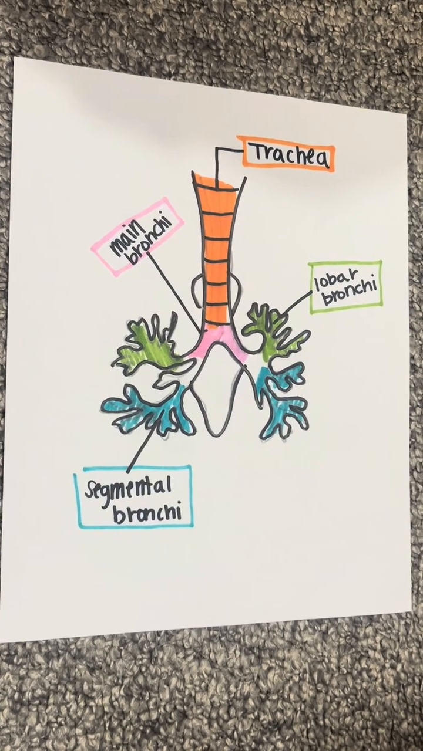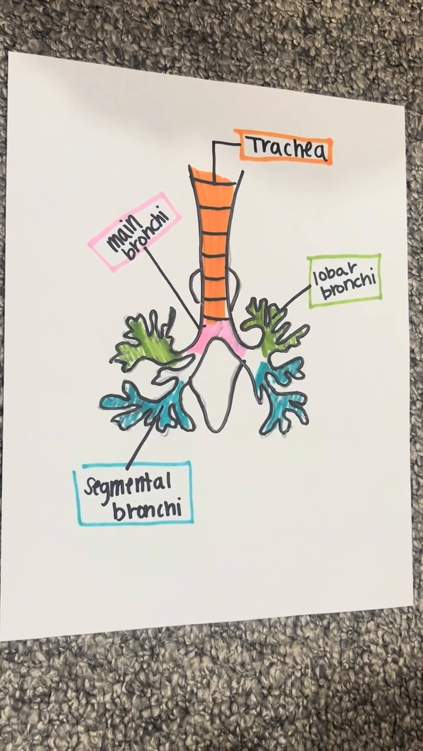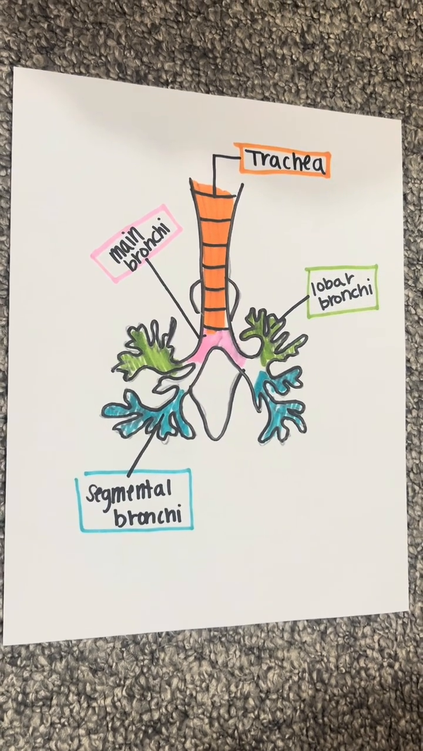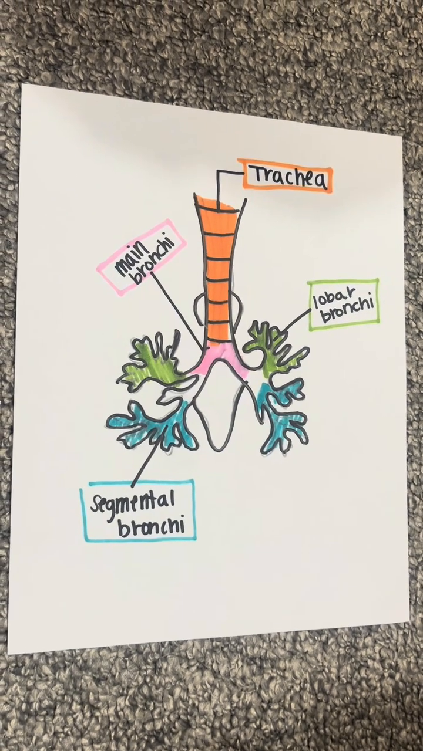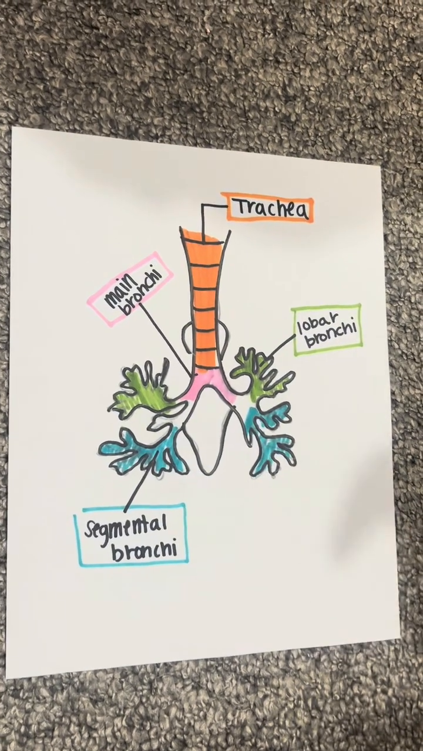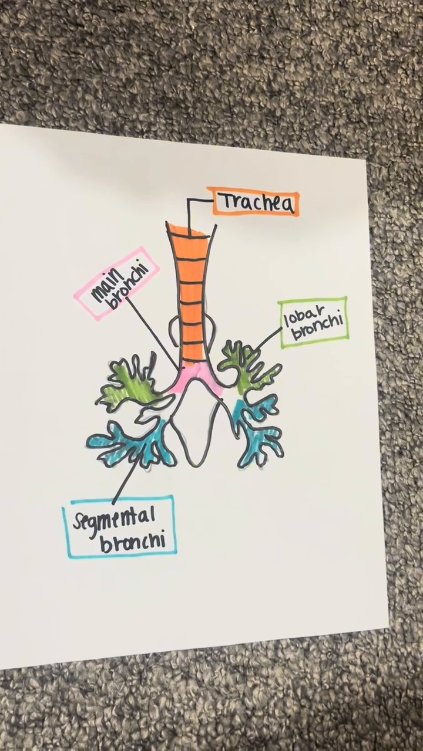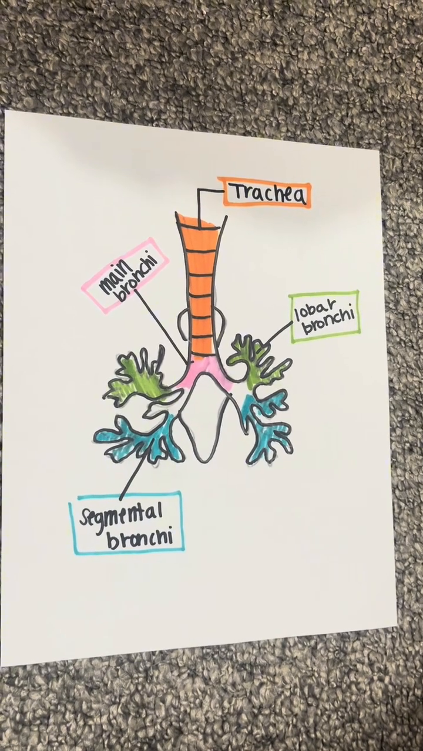The next set of structures is referred to as the bronchial tree. It's a network of highly branched air tubes that carry air into and out of deep tissues of the lungs. So there are two main bronchi, a right and a left, that go to each lung. These are the largest of the branches that carry air into and out of the lungs.